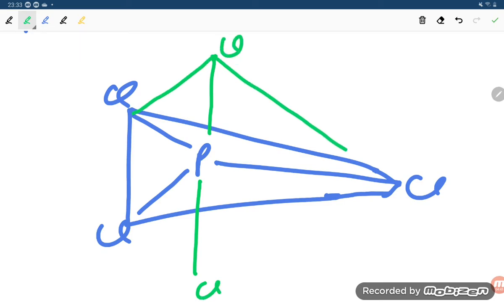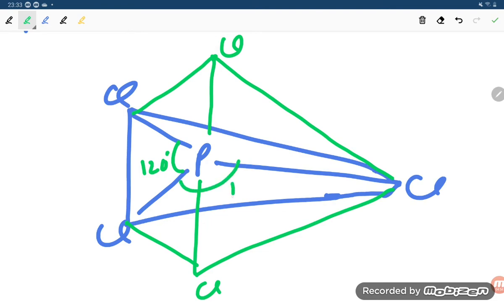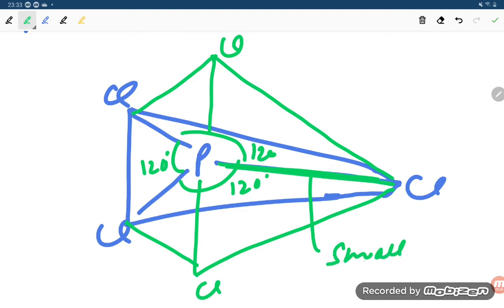Now, this is the case. Up here it is 120 degrees. Here also it is 120 degrees. So here is more bond angle, and more bond angle means this will be a small bond, because the bond angle is 120 degrees.